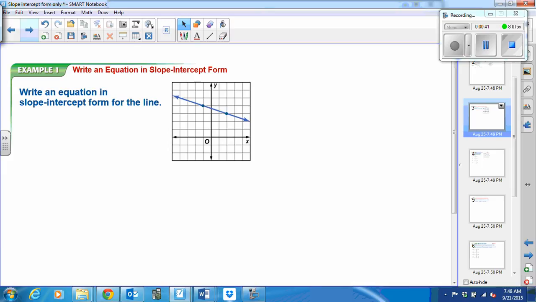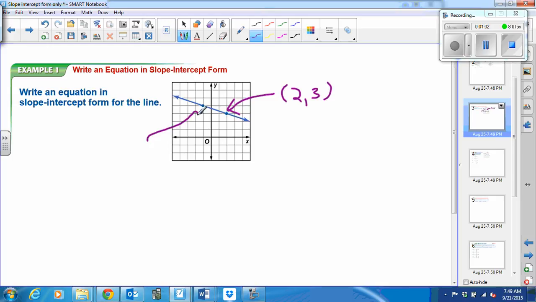So write an equation in slope-intercept form for the line. Well, on this one, it's really hard to tell exactly what the y-intercept is, but let's look at the 2 points that we have. We have this point right here. That is the point 2, 3. And we have this point right here. That's the point -1, 4.